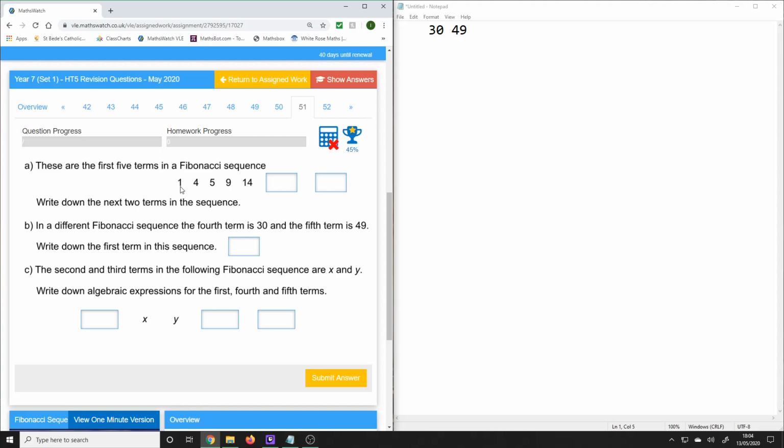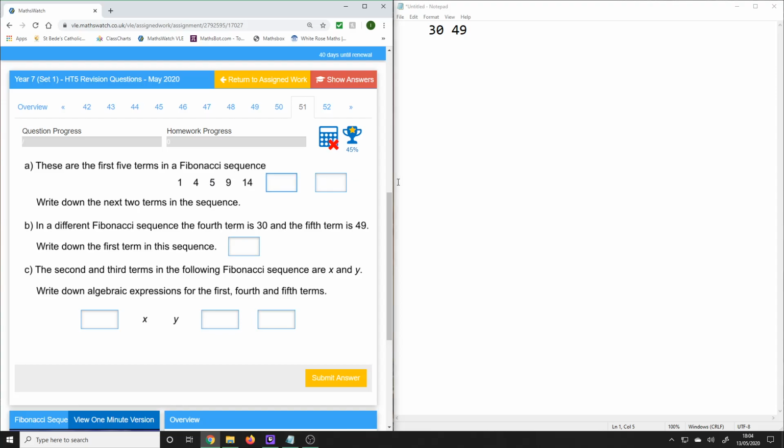we've got the first term is 1, the second term is 4, the third term, which is 5, comes from adding the previous 2 terms together. So 1 plus 4 equals 5. The next term here is 9. That comes from 4 plus 5 equals 9. Next term, as you can see, is 14. That comes from 5 plus 9 equals 14.